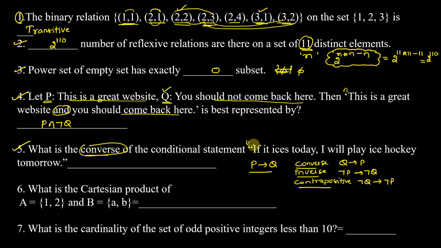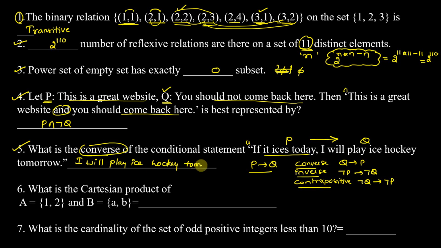Of the conditional statement, if it ices today, "it ices today" is called P. I will play ice hockey tomorrow, that is Q. We can write it as P implies Q. Then the converse is Q implies P. It means, what is Q? I will play ice hockey tomorrow.